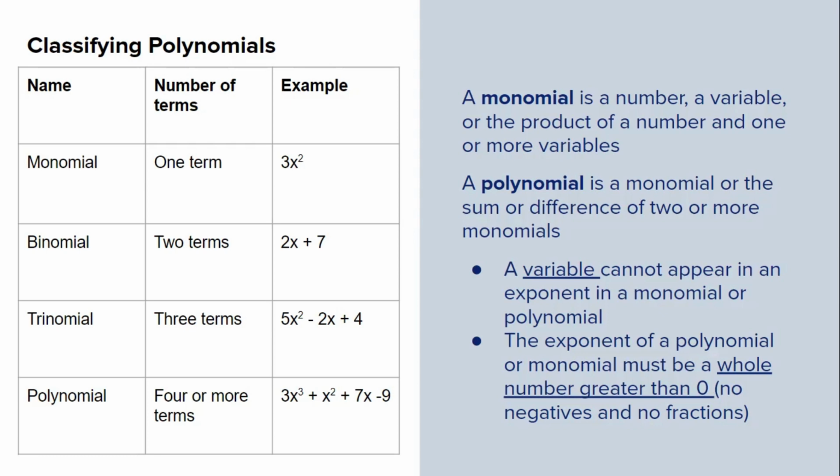The exponent also has to be a whole number greater than 0. So the exponent can't be a negative and it can't be a fraction. So looking at the polynomial example, you can have 3x cubed plus x squared plus 7x minus 9, but you can't have 3x to the power of negative 3 plus x to the power of 1/2. You see what I mean? You can't have a fraction or a negative in the exponent.